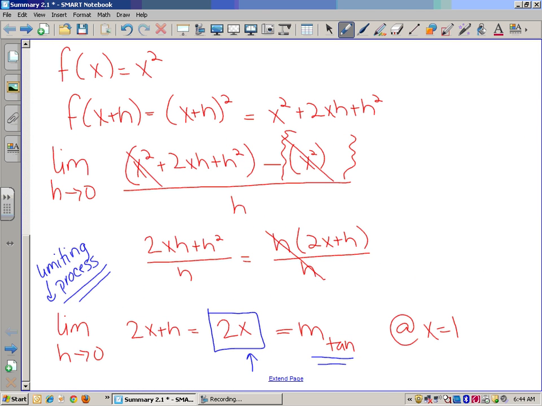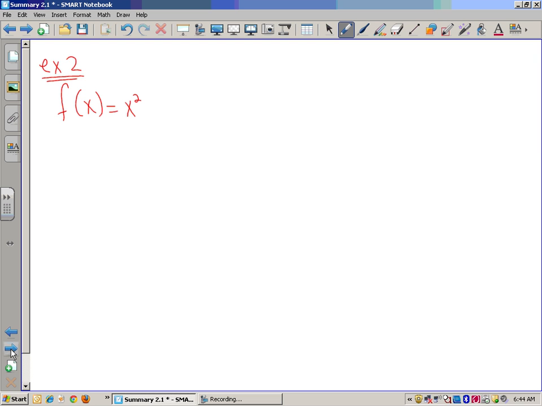At x equals 1, the slope of the tangent line would be equal to 2. Agreed? So I would take 1, plug it in here, and get 2. Now option number 2 is to ask, what's the slope of the tangent line to this curve at x equals 1? Let's think. If x is equal to 1, what's f of 1? Good answer, 1. 1 squared is 1.